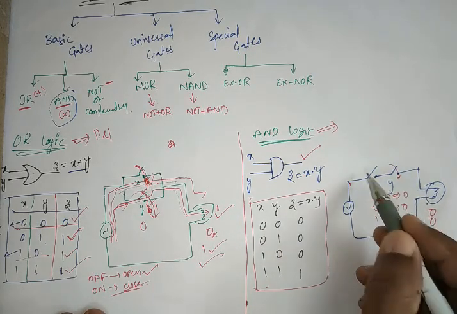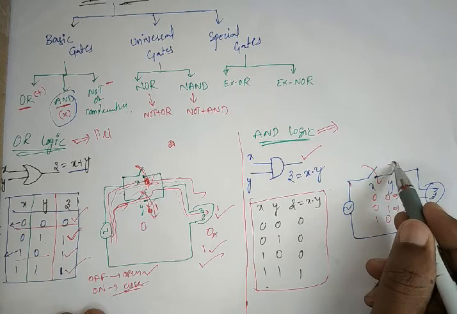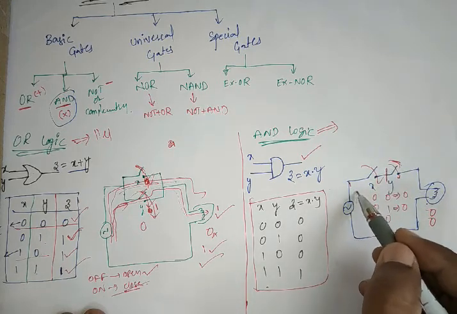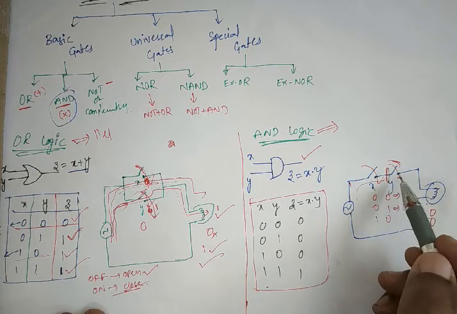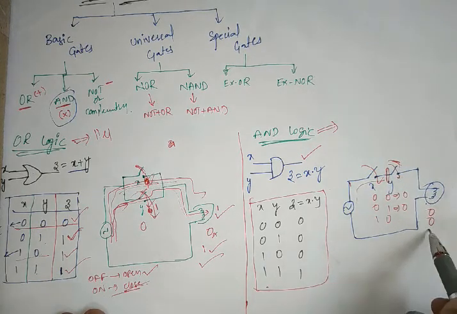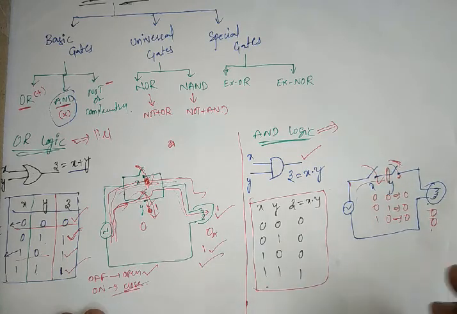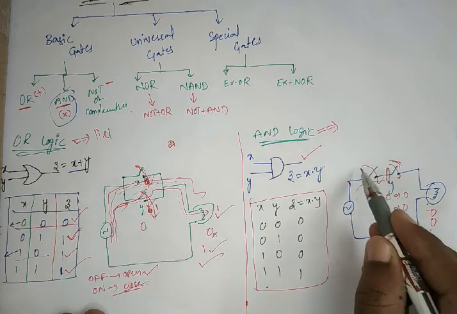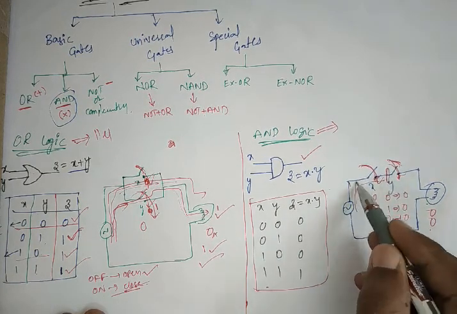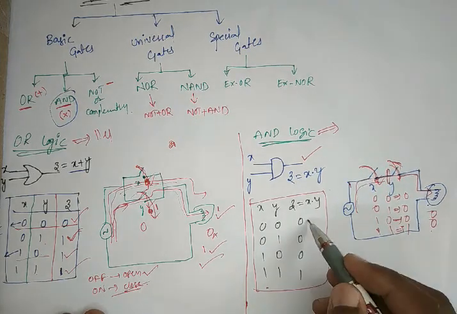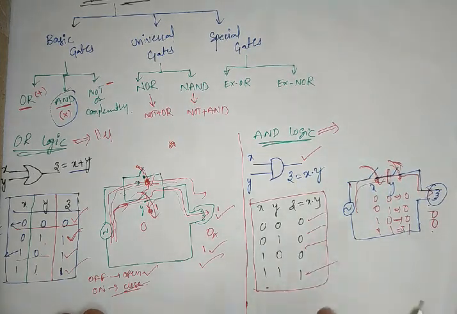Next, 1 0. X is closed, Y is open. The power goes up to Y, but after that Y is open circuit, so there is no power across the bulb. Again in this case the bulb goes to off state. Next, both the switches are closed. This switch closed, this closed, so the power goes directly to the bulb, then the bulb becomes on. According to these conditions, we can represent the AND logic and OR logic.